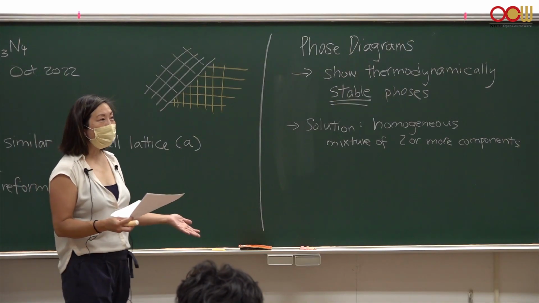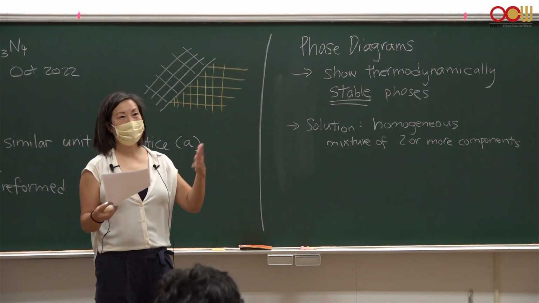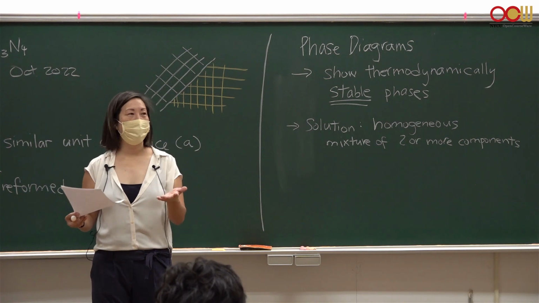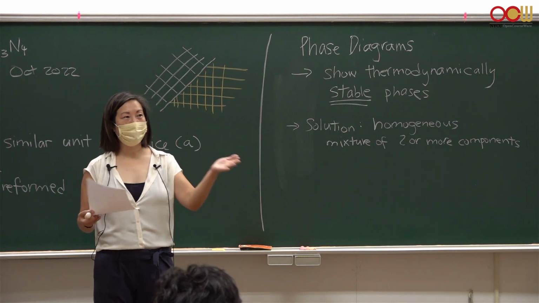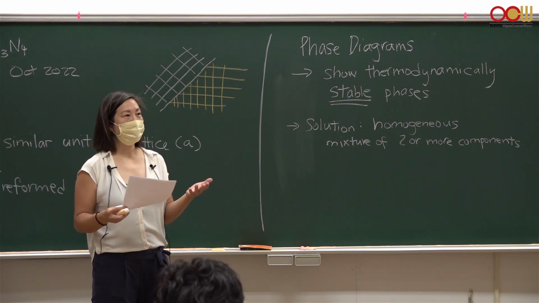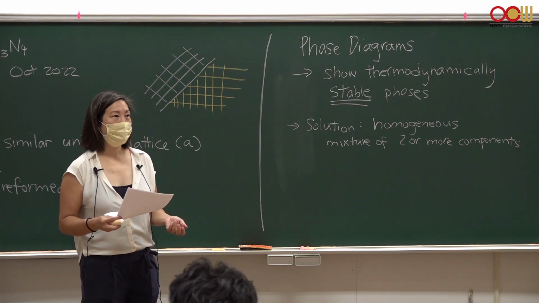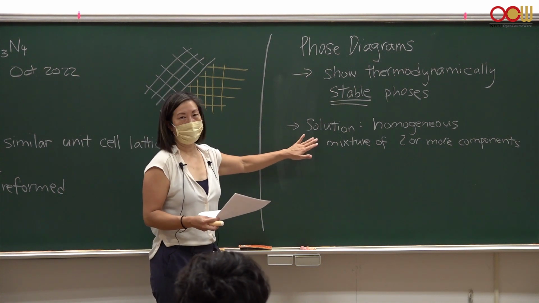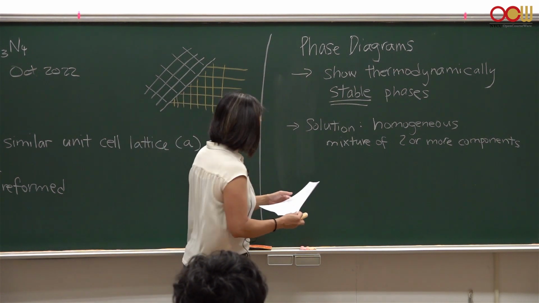You can have a solid solution. Like steel is carbon inside iron. It's not carbon and iron separately. It's carbon mixed evenly into iron, so that's a solid solution. So solution doesn't mean that it has to be liquid. It could be solid as well.